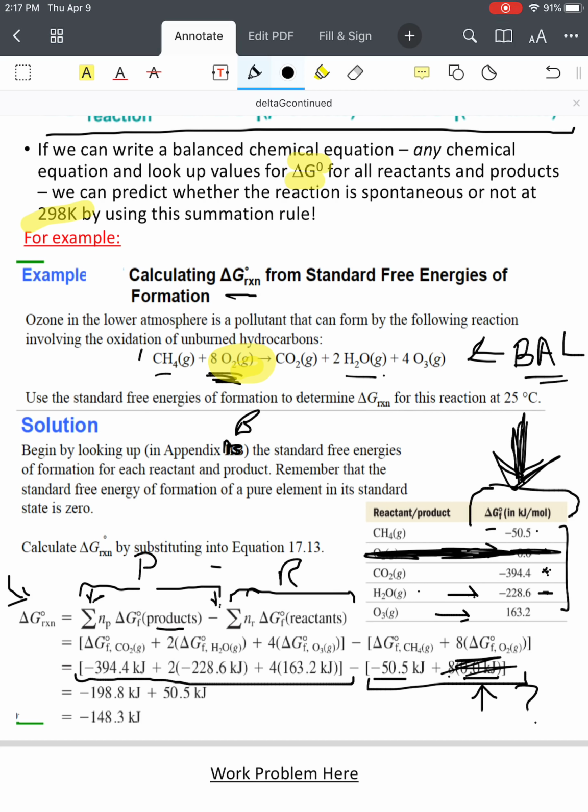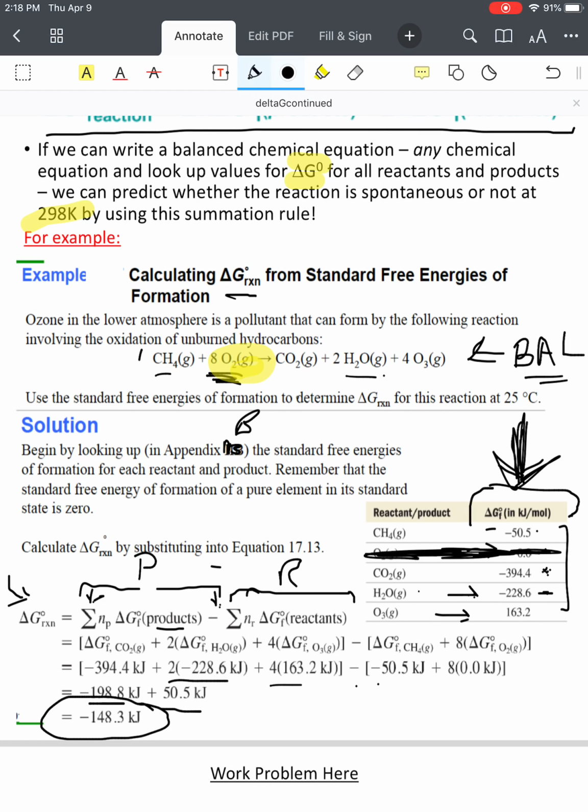All right, so after we understand how we set up this problem, all we need to do is solve it. Plug in the numbers in our calculator. Usually when I'm doing this with a calculator, I like to do it sequentially. I might multiply this out, and then multiply this out, write down the results on my piece of paper, and then add them all up. I like to be intentional about that just to make sure I don't make a calculation mistake. You're just adding numbers together, and you do products minus reactants. You get negative 198.8 plus 50.5, because two negatives make a positive.